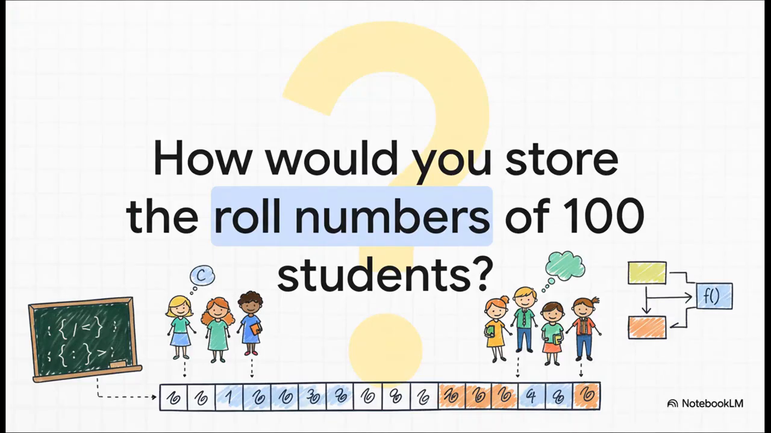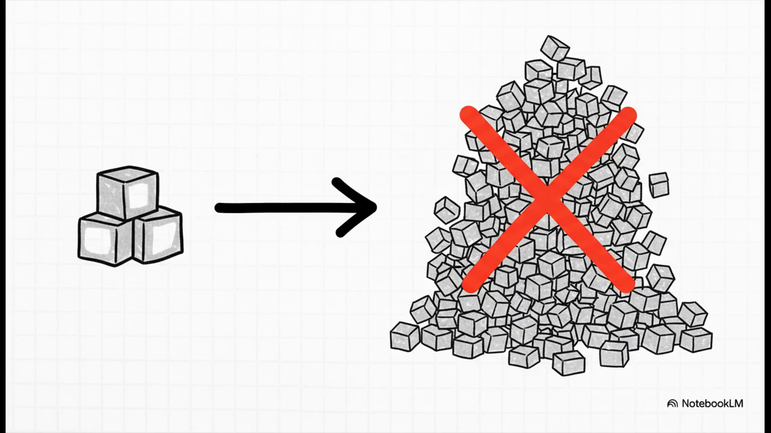Just take a second and actually think about that. You're building a simple app for a school. You have 100 students, and you need to store a roll number for every single one of them. With what you know so far, how would you even begin to tackle that? Your first thought might be, well, I guess I'll just make 100 different variables. Roll number 1, roll number 2, roll number 3, all the way to 100.